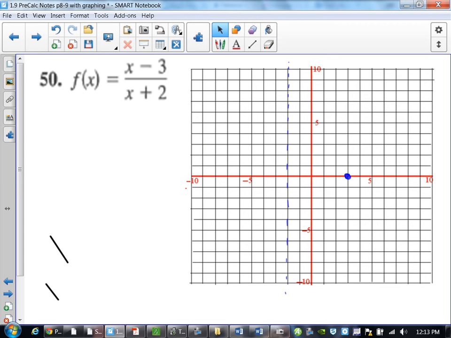The third part is that horizontal asymptote. That's when you worry about the degrees at the top and the bottom. So the top and the bottom here are the same degree. If they're the same degree, all you're doing is looking at the coefficients in front of the variables. In this case, my coefficients are both 1 and 1. Therefore, what's 1 divided by 1? So I have a horizontal asymptote at 1.